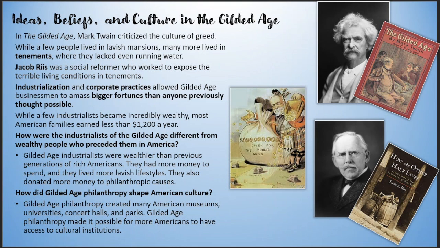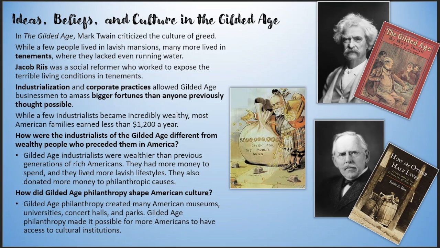Remember that the name of this era, the Gilded Age, comes from a book written by Mark Twain. And in his book, called The Gilded Age, Mark Twain criticized the culture of greed. So during this period, a few people lived in lavish mansions, but most people lived in much poorer circumstances. Many of them were living in tenements where they lacked basic necessities.